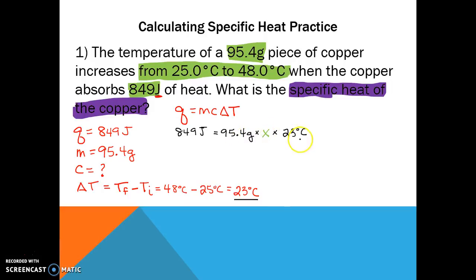So we've got things multiplied together with X. To undo that, we're going to divide both sides by anything X is multiplied by. So first it's multiplied by 95.4 grams. So I'll divide both sides by that. And then it's also multiplied by 23. So I will divide by 23 degrees Celsius on both sides.